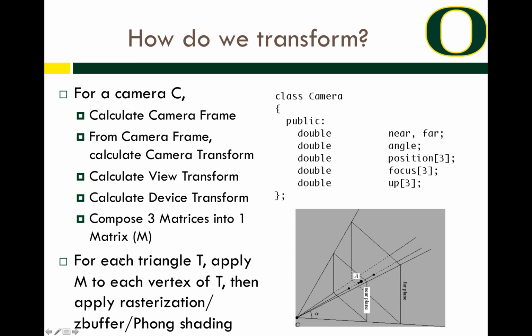You calculate the device transform. That's the one that does the three spaces along the bottom row all in one. That was the really simple transformation that had the scaling x prime, y prime, z prime. We're going to compose these three matrices into a single matrix, M, and then for every triangle, we're going to apply M to each vertex of the triangle. And once we do that, we've taken our triangle that's in world space, we put it in device space, and then we can apply rasterization and z-buffer stuff.